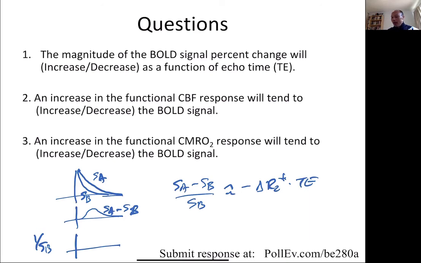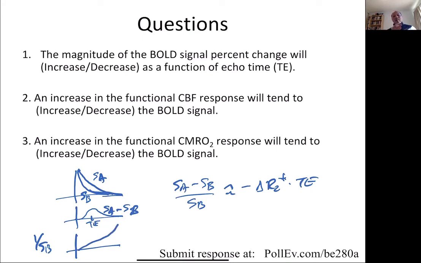Now, how do we reconcile that with the fact that there does seem to be this optimal echo time where the difference is the greatest? This is the absolute difference, SA minus SB. But remember, if we divide by SB, SB is getting smaller with time, such that the overall thing will tend to also increase. So the percent change will increase.